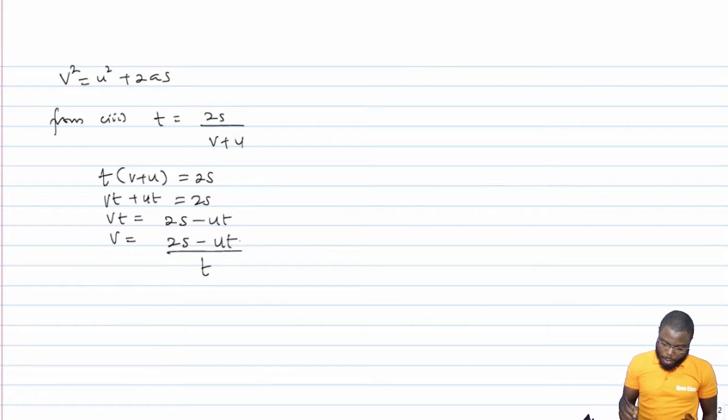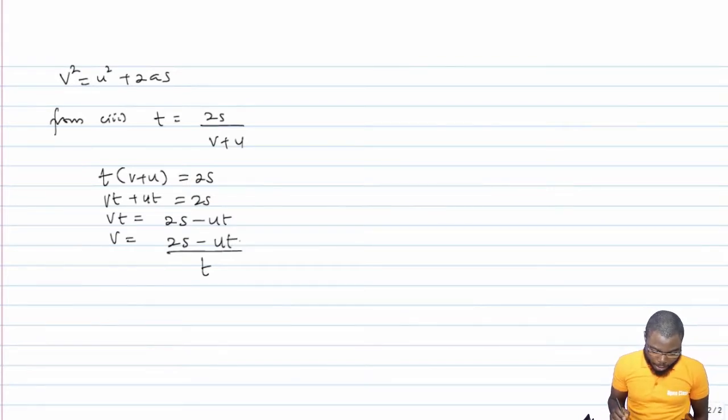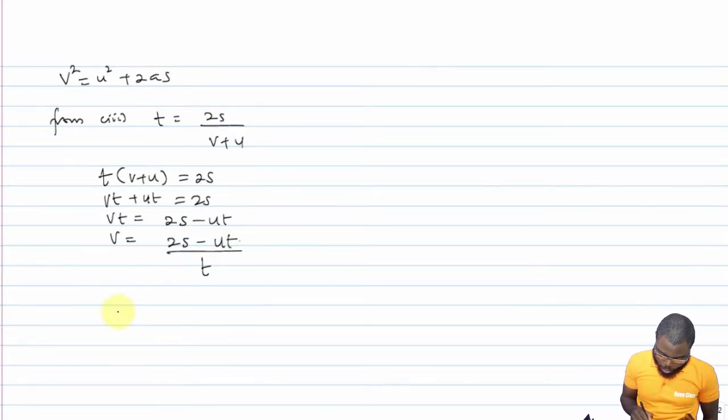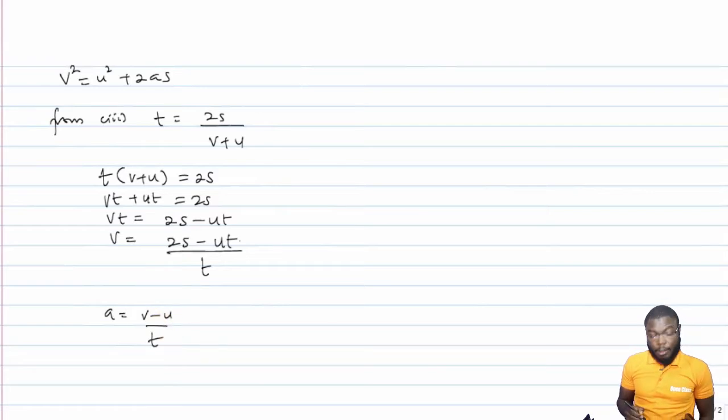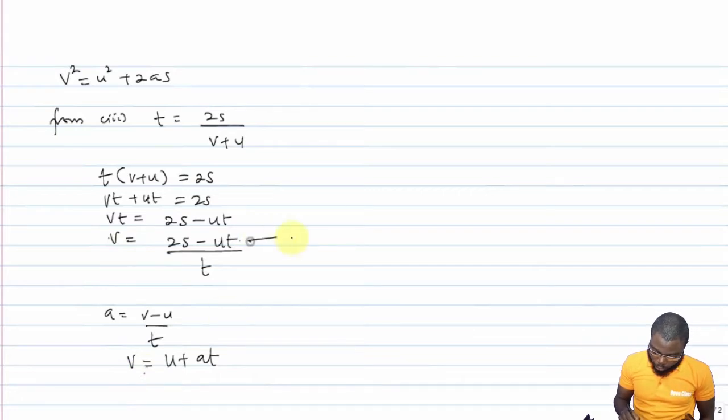Now let me put this into perspective. From v, initially we have a equals v minus u all over t. Is that taken? You know that from here we said v equals u plus at. Now let me put this here. Let me call this one equation 5. Let me put 5 in equation 2, the equation that we had initially.